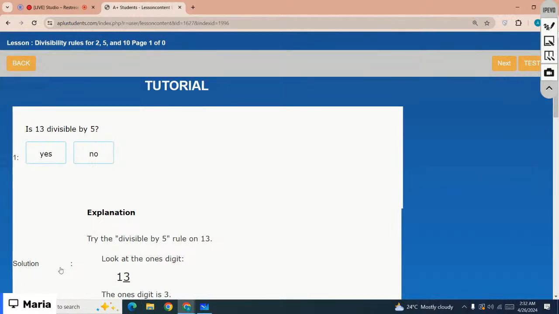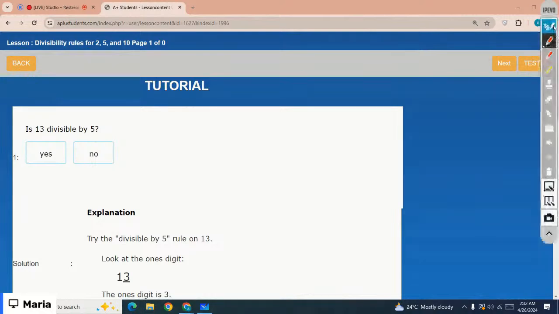Is 13 divisible by 5? No. How do I know? I have to apply the divisibility test. The divisibility test for 5 is that the ones digit must be 0 or 5. If it is not 0 or 5, that means the number is not divisible by 5. You can see here the ones digit is 3, so that is not divisible by 5. So you just have to apply those divisibility rules and you know if the number is divisible by 5, yes or no. Okay, let's just start with the test questions.